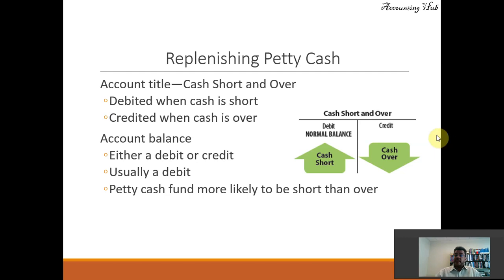So cash short and over can be either an expense if the cash is short or a revenue if the cash is over. So the account balance is either a debit or credit. Debit if the cash is short, credit if the cash is over. However, it is usually a debit because the petty cash fund is more likely to be short than over.